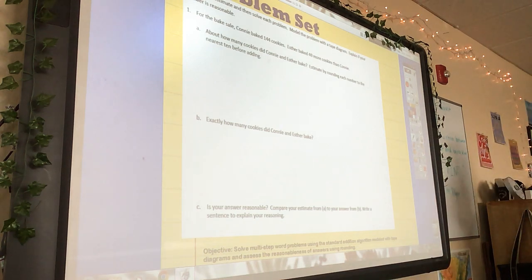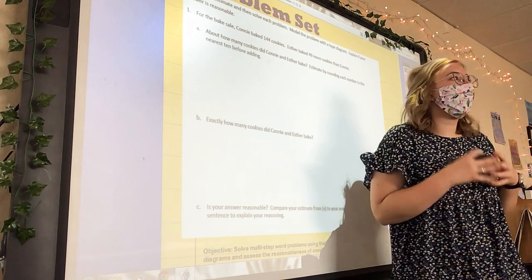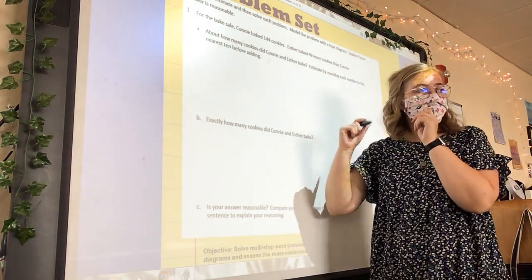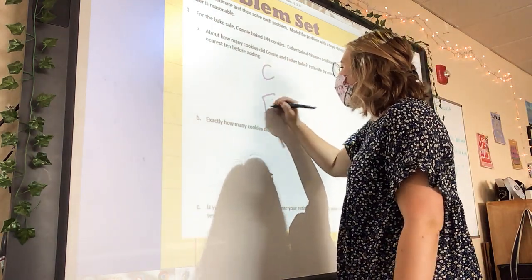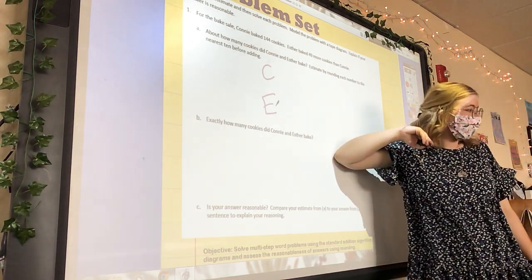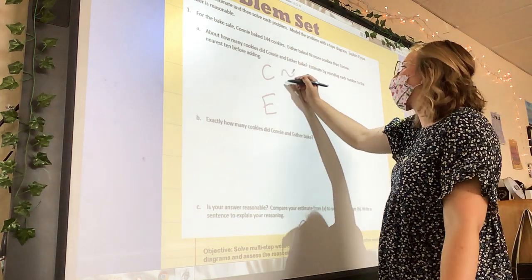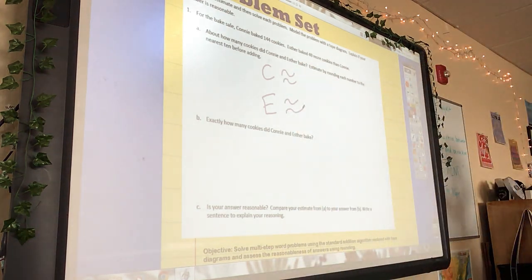So it gives you a specific way to round each of these numbers. This is what I want you to follow along on your paper, okay? I want you to put a C for Connie and an E for Esther. And then, did I show you the squiggly equal sign? Yes. Okay, great. Put 2 squiggly equal signs next to Connie and Esther.